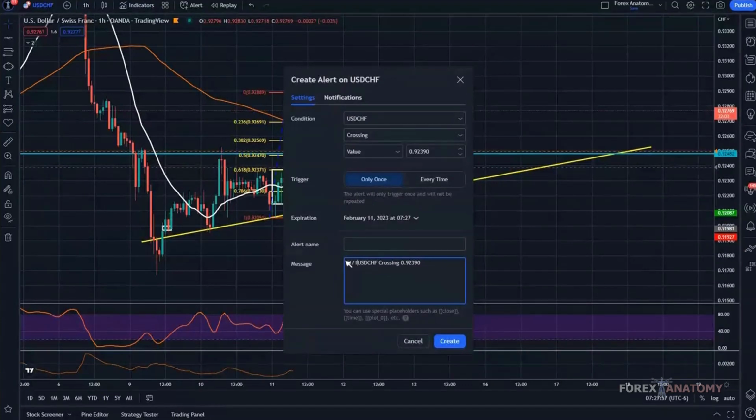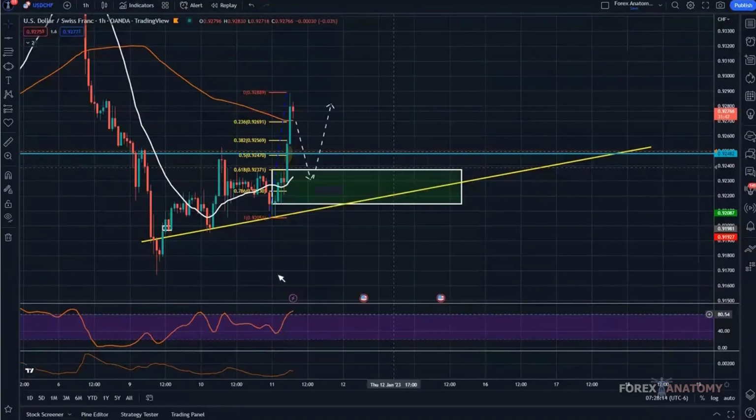So we'll just do that real quick. Price testing 1 hour demand zone, look to buy. All right. All right, so yeah, we'll see what happens.